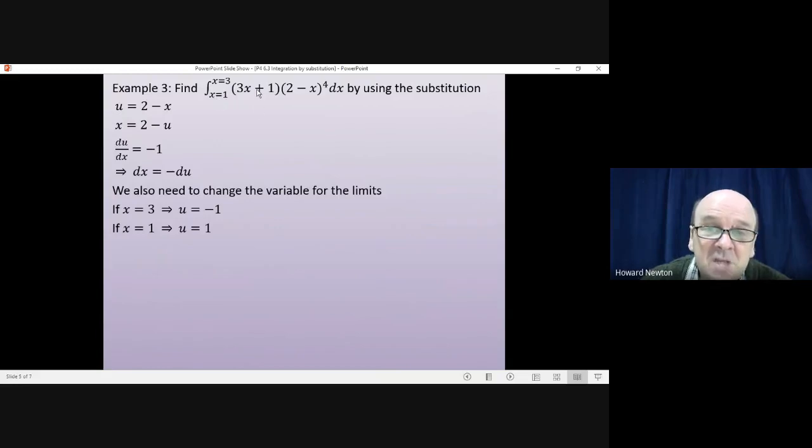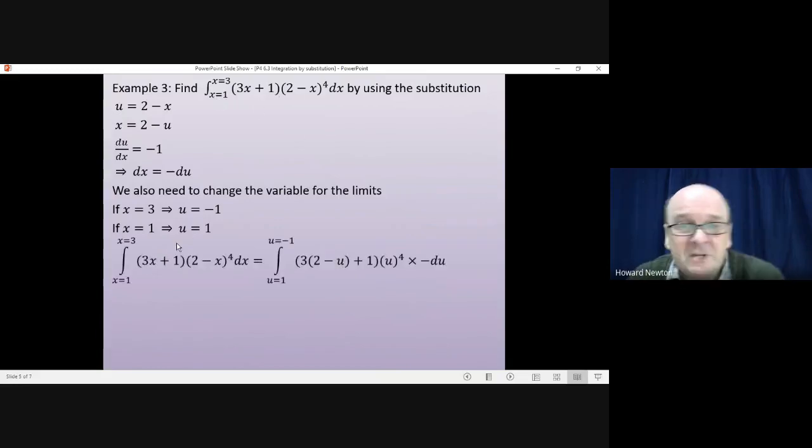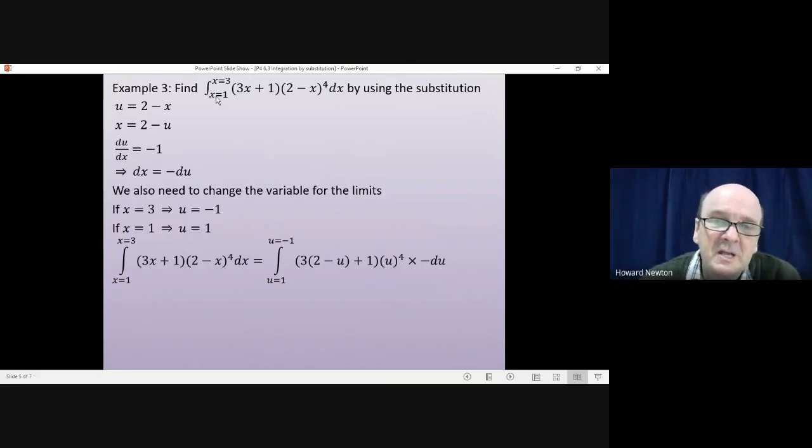Now we can change everything in here. So just have a look at how each individual thing has changed. The limits have changed from x equals 1 to u equals 1, x equals 3 to u equals minus 1. The x here has changed to 2 minus u. 2 minus x here has changed to u. And last of all, the dx has changed to minus du.